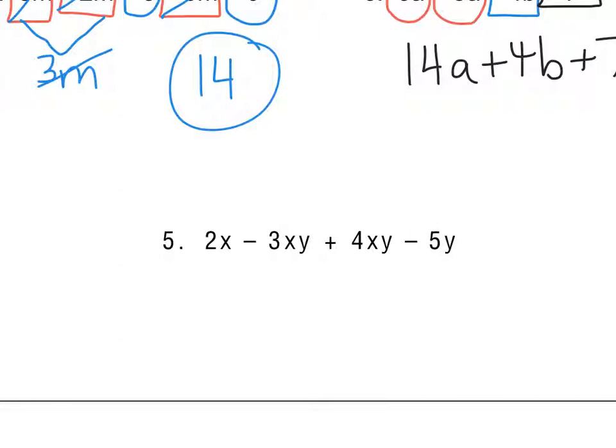Now, look at number 5. It's a little bit different. We have an xy together, but we also have a term with just an x and a term with just a y.